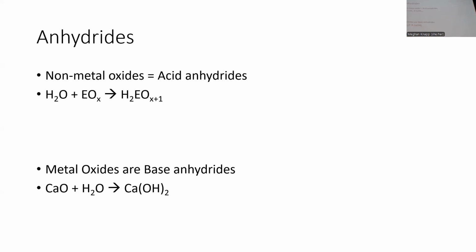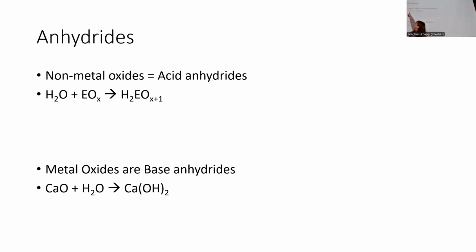So I can have acid anhydrides and base anhydrides. Non-metal oxides, so remember that's our green corner on our periodic table here. These guys, if they're oxygenated and I drop them in water, as a general rule, they're going to form an acid. So it's going to look something like this.